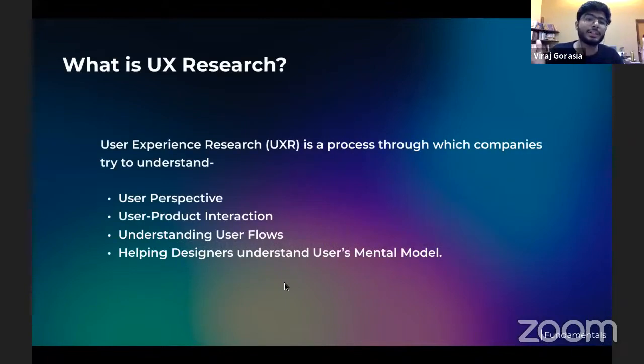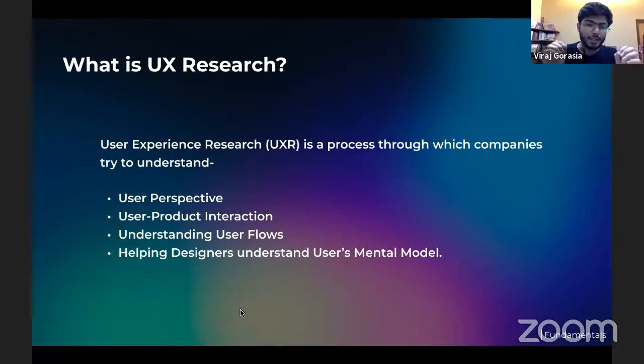So what is actually UXR? User experience research is a process through which companies try to understand user perspective, basically how the user sees the problem. There's always a problem solved by a company or by a product. So how does the user see the problem? User product interaction: if there's already a product, how does the user interact with the product? Understanding the user flows from the start to the end. Let's say you are ordering something on Amazon. From discovering a product to placing an order, the complete thing is called the user flow. So understanding the user flow and helping designers understand users' mental model.